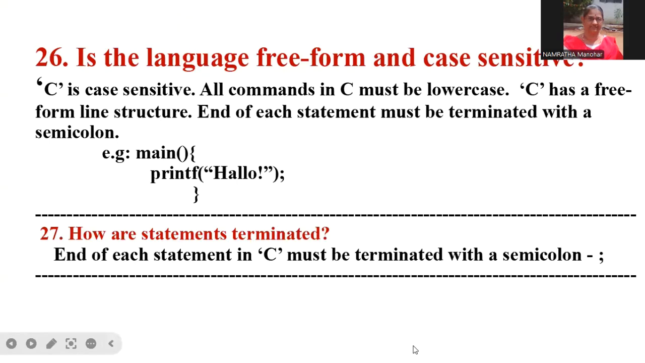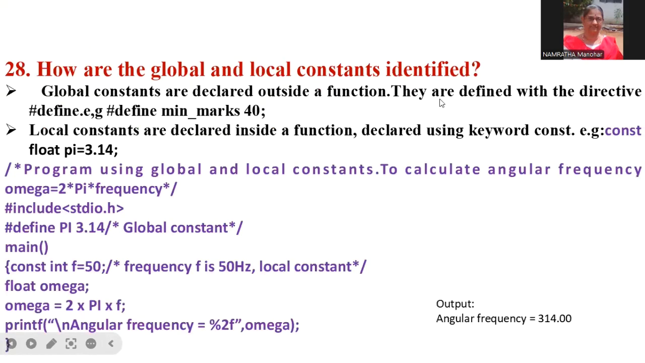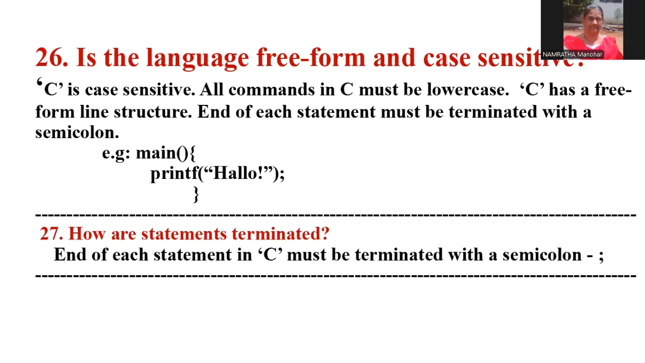Now, coming to question number 26. Is the language free-form and case-sensitive? Yes, C is case-sensitive. All commands in C must be lowercase. C has a free-form line structure. That is, the end of each statement must be terminated by a semicolon, but statements can be typed anywhere in the editor.